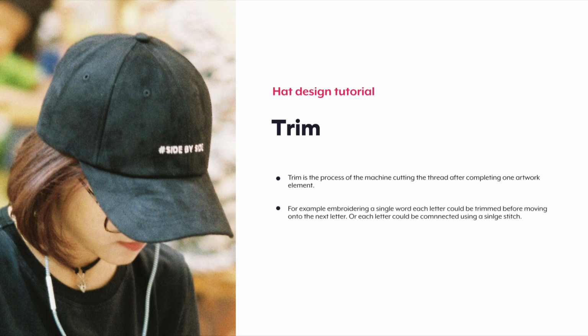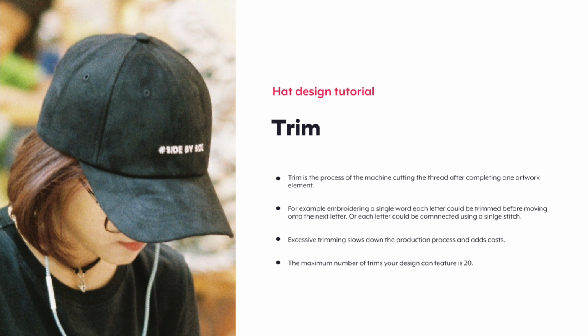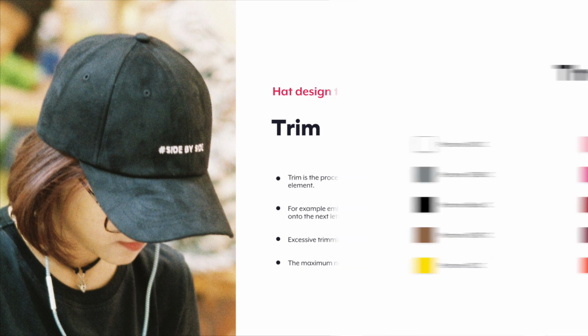For example, when embroidering a single word, each letter could be trimmed before moving on to the next letter, or each letter could be connected using a single stitch. Excessive trimming slows down the production process and adds additional cost. So the maximum number of trims your design can feature is 20. This way, we can provide you with the best pricing possible and production timeline too.